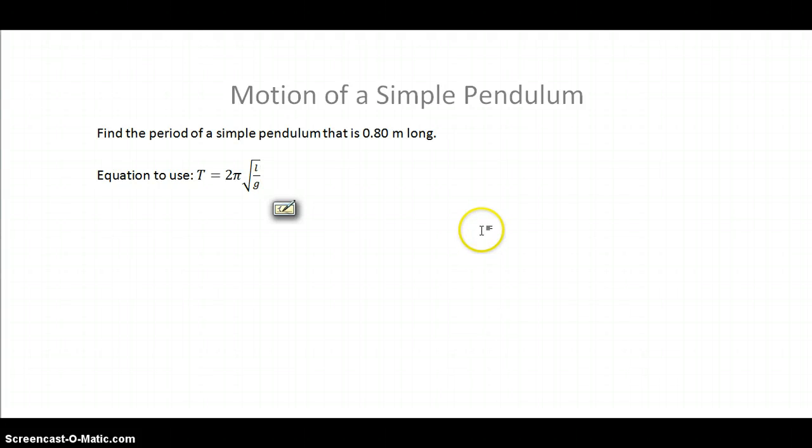Welcome to our physics review. This lesson will be over motion of a simple pendulum. If you forget what a pendulum is, here's a few examples.